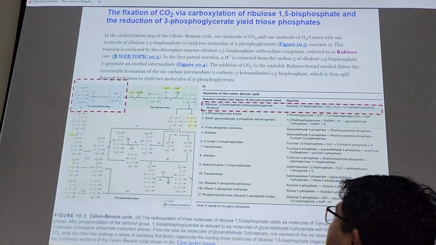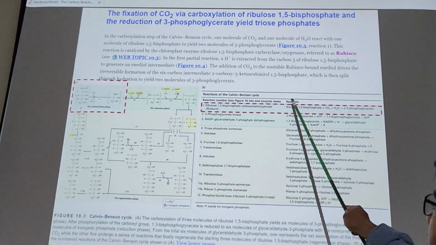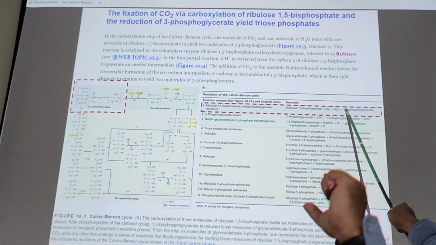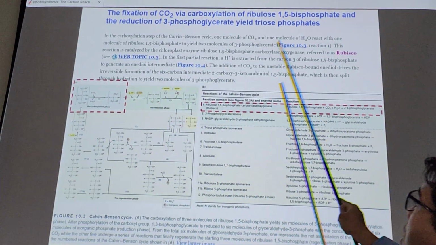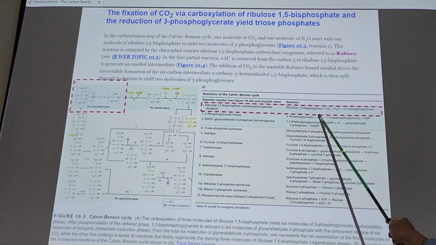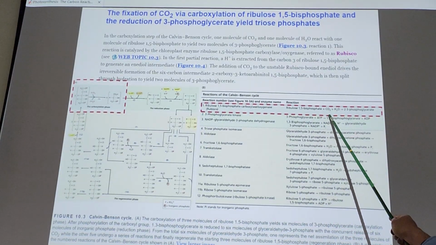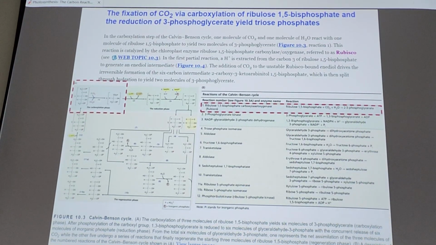Right. So look at this. Number one, the one that I highlighted here, belongs to the carboxylation phase. So what is the reaction here? RuBP plus CO2 plus water. Now you learn something new.